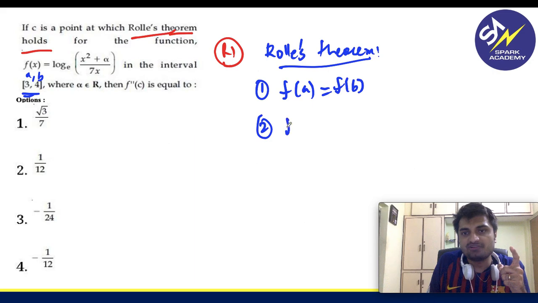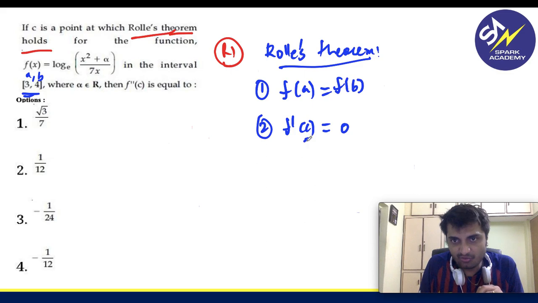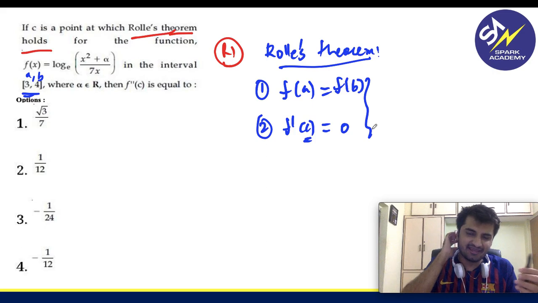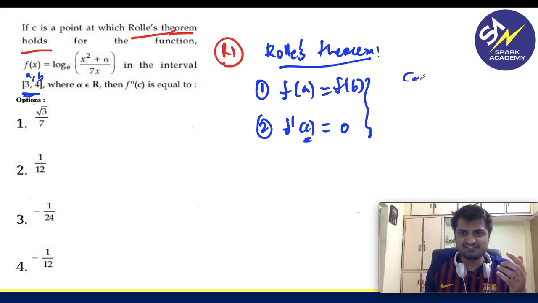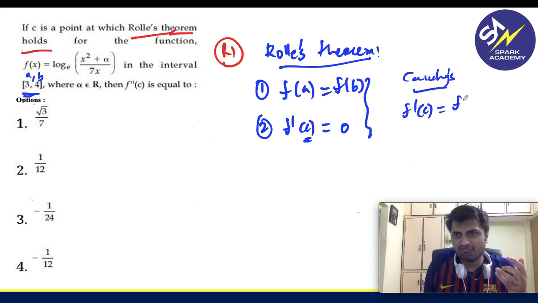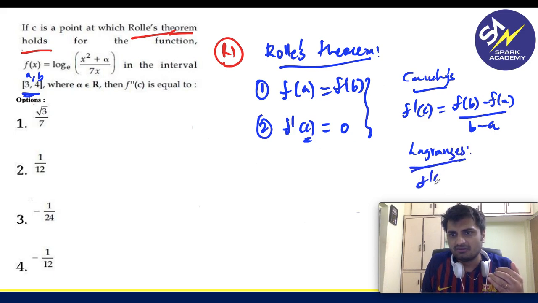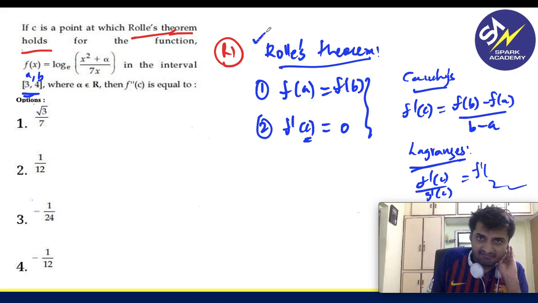The second condition Rolle's theorem says is f dash c should be equal to 0. So this c is what we need to find out. This is what Rolle's theorem means. Then you have a few more theorems like Lagrange's mean value theorem and Cauchy's. They are also similar. F dash c is f of b minus f of a by b minus a. Then for Cauchy's, f dash c by g dash c is f of b minus f of a by g of b minus g of a. Here they have asked Rolle's theorem, right?